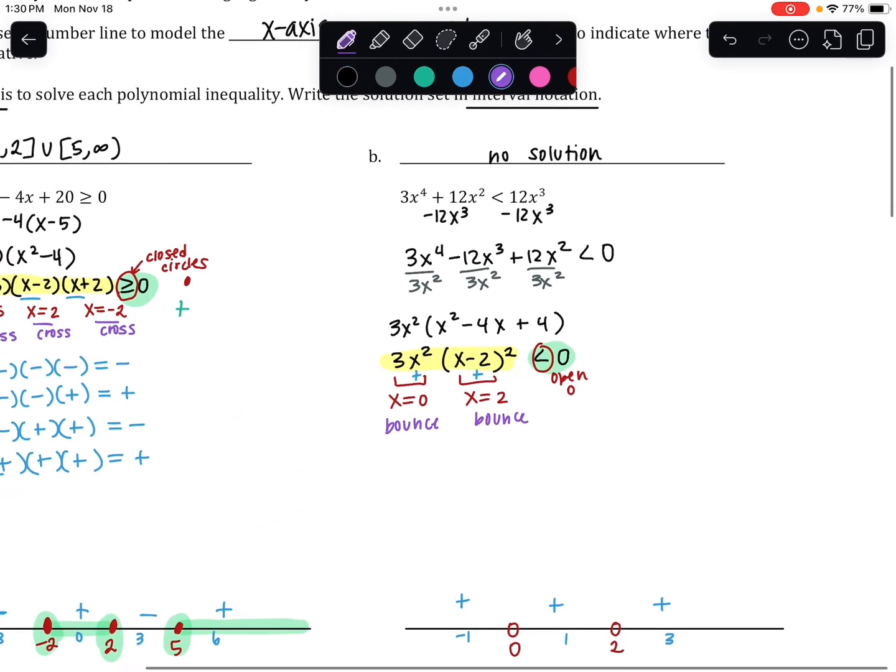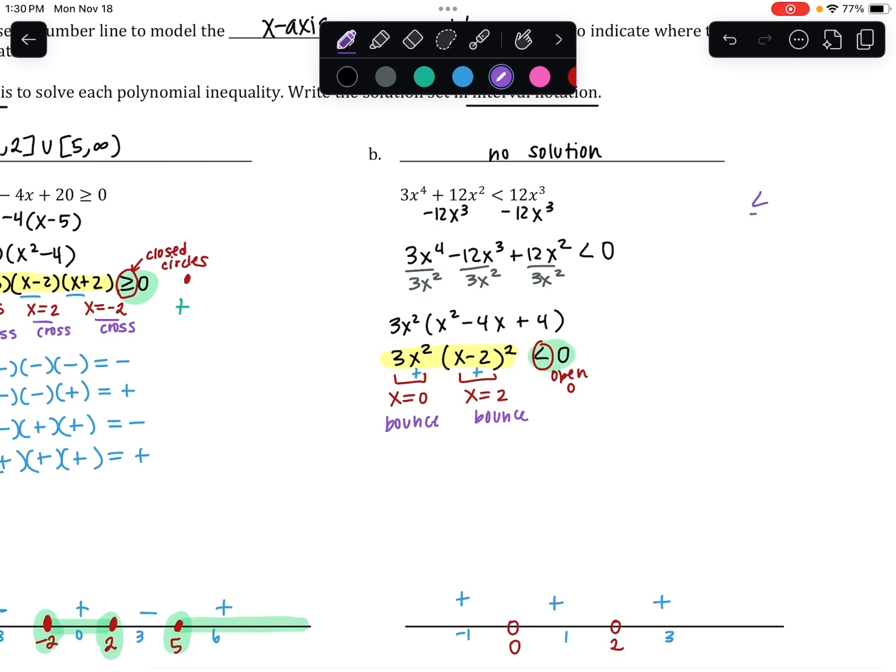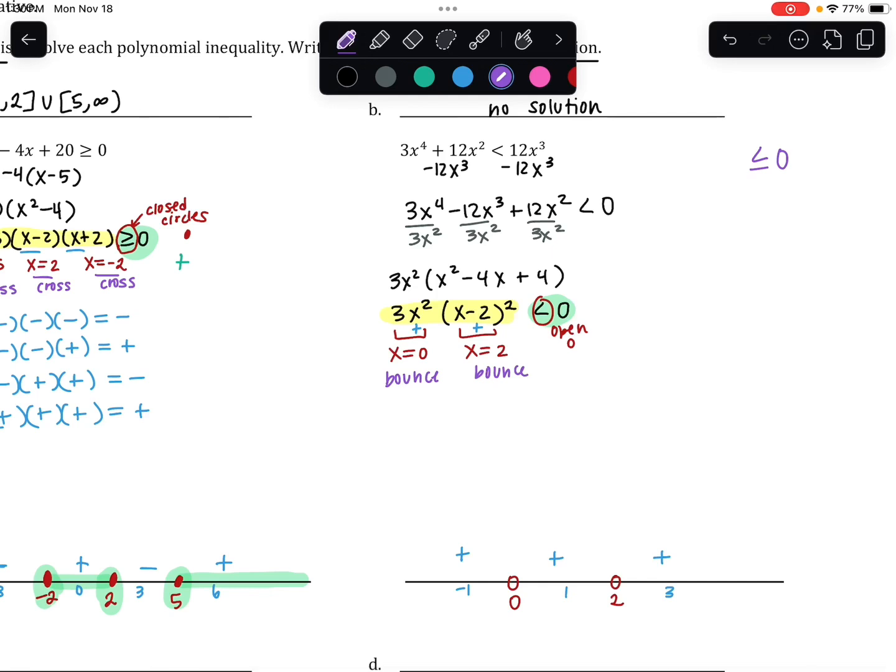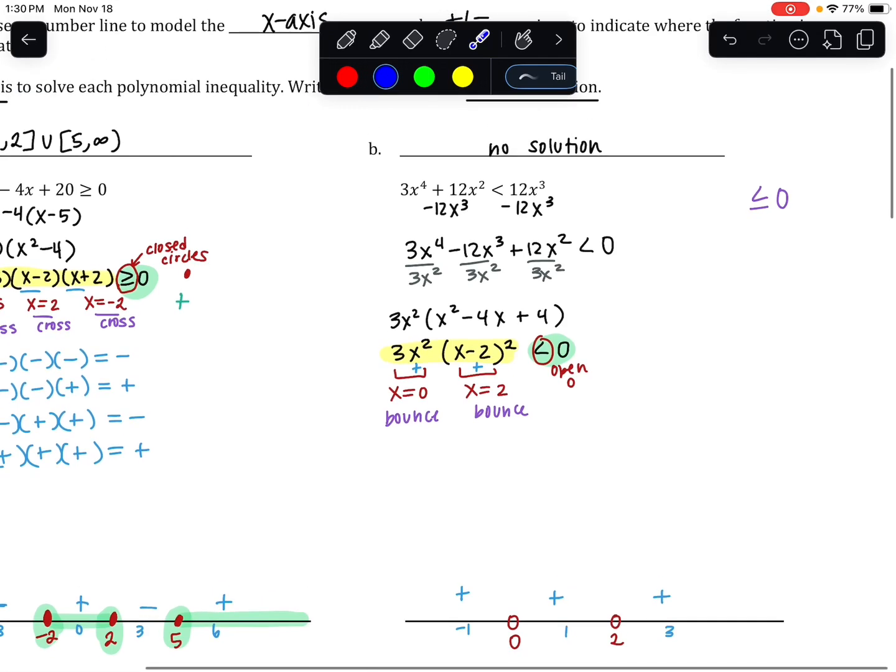If instead of less than 0, I had less than or equal to 0, we would have exactly 2 numbers in our solution set. We would have the x-intercepts because that's where it's equal to 0. And so we wouldn't even have an interval of numbers. We would just have a set, 0 and 2.